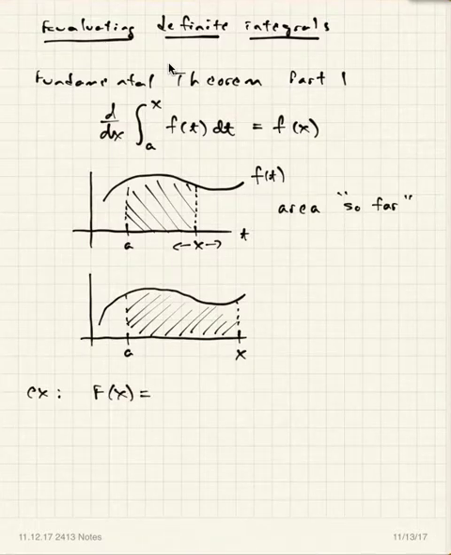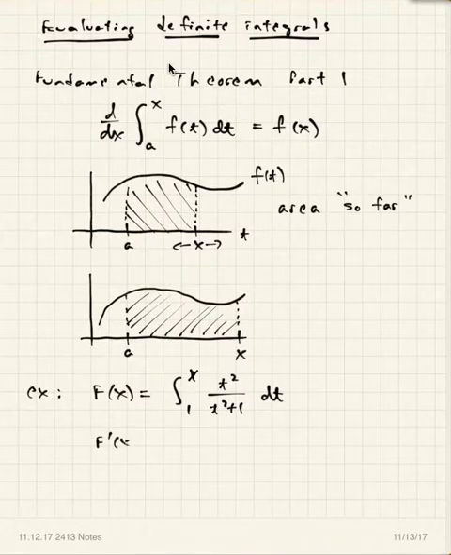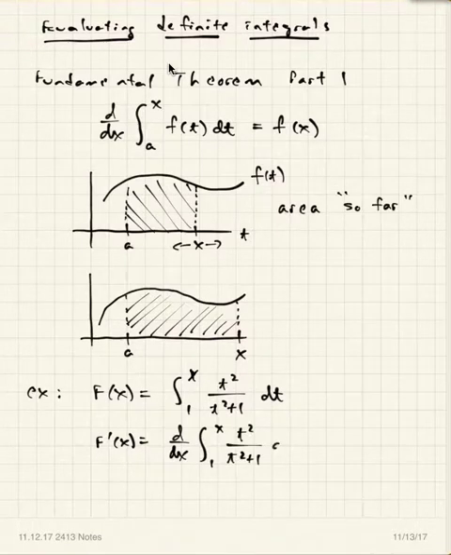So if we have capital F of x, if this is our function, and it's the integral from 1 to x of t squared over t squared plus 1 dt, and this is 1 out to x right here. If we're looking at F prime, F prime would be the derivative of this function with respect to x. Applying fundamental theorem part 1, this would simply be x squared over x squared plus 1, like that. It'd be that simple to evaluate the derivative of that integral, which is actually a function of x.